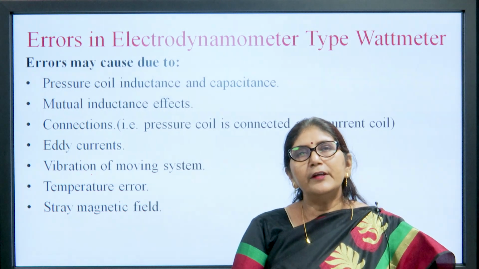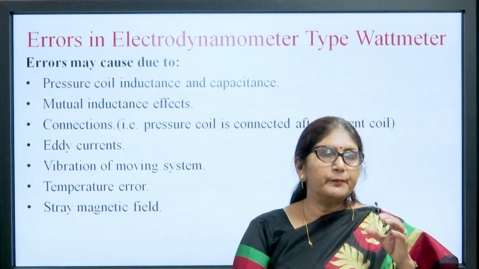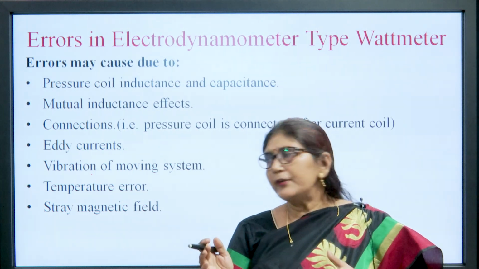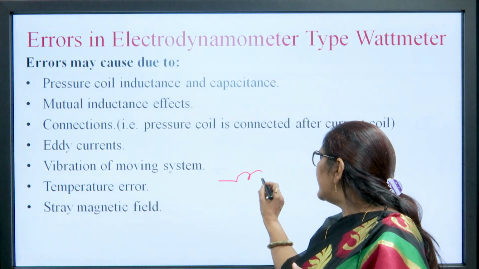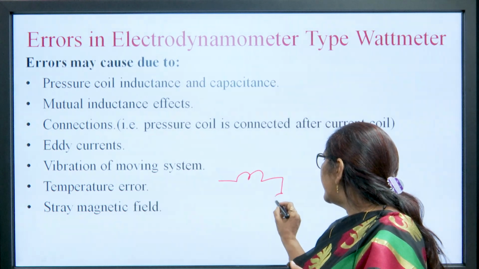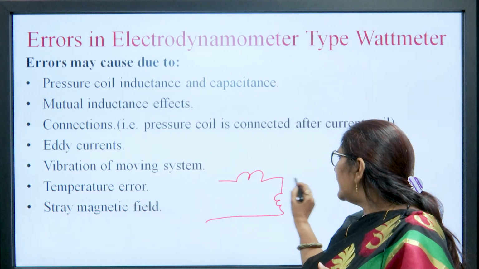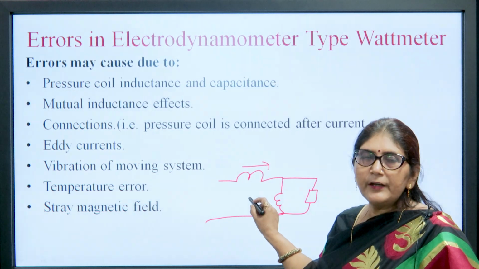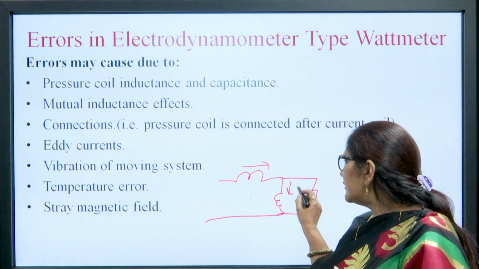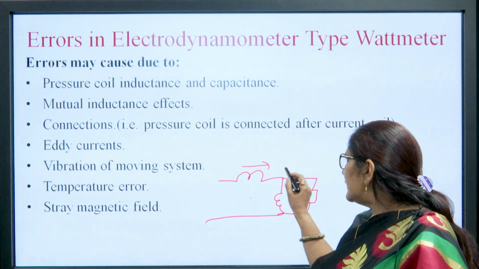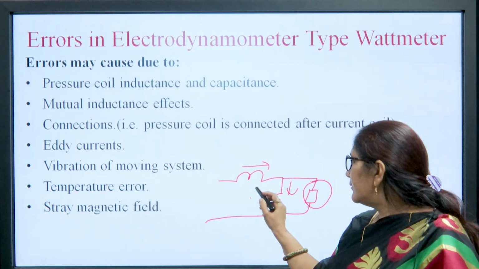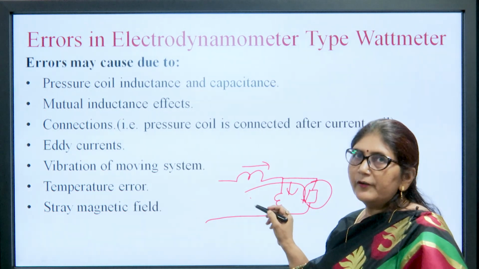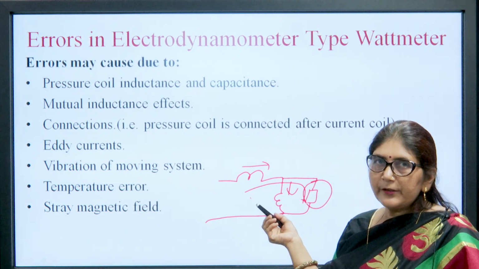Then there is the connection error, depending on whether we connect the pressure coil after the current coil. Suppose we connect the pressure coil after the current coil, and there is a load. Then the current flowing through the current coil is also partly flowing to the pressure coil. So, the current that we want in the load, the whole current is not flowing; some part of the current is flowing to the pressure coil.